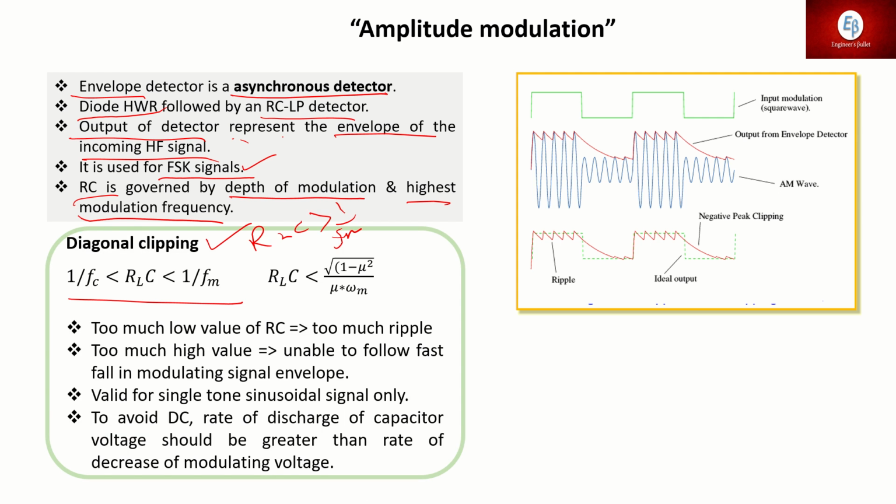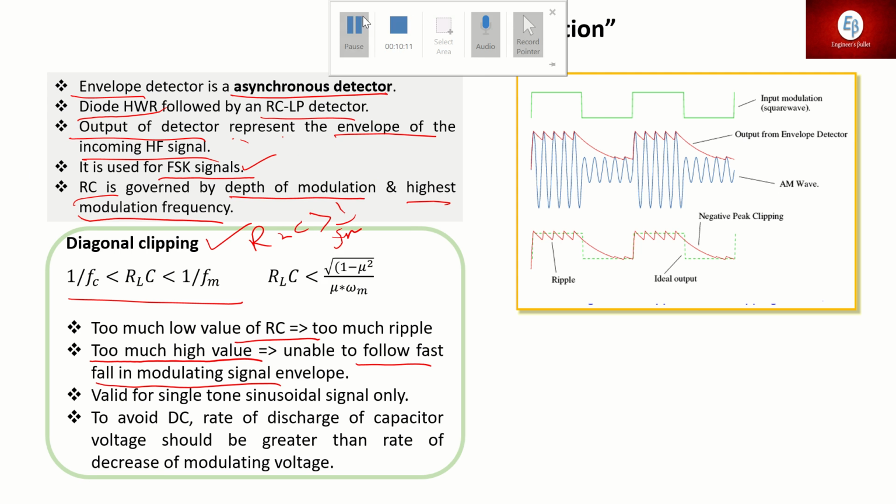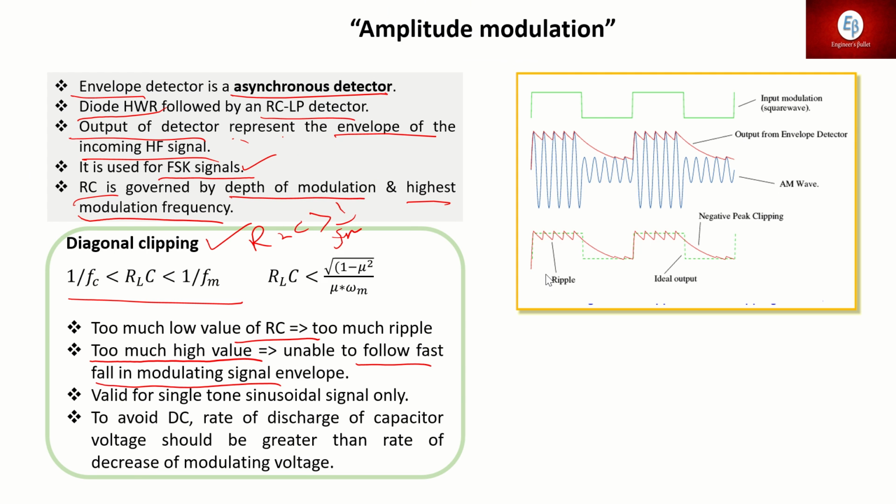Now we have to know what diagonal clipping is. Diagonal clipping will occur if we take too high a value of the RLC time constant, and it will not follow the fast fall in the modulating signal envelope. So we have two cases. If we take a very low value of RC, then too many ripples will be created. If we take a high value of RC, then it will not follow the fast fall in the modulating signal envelope.